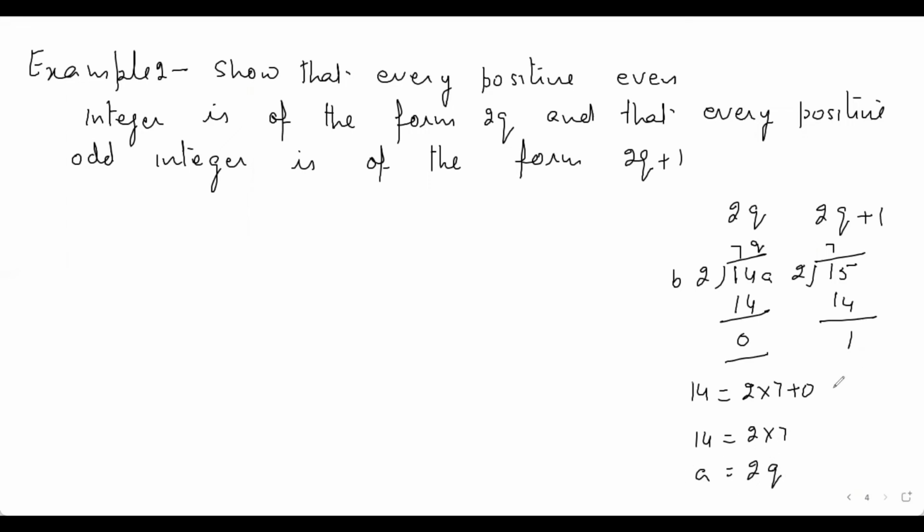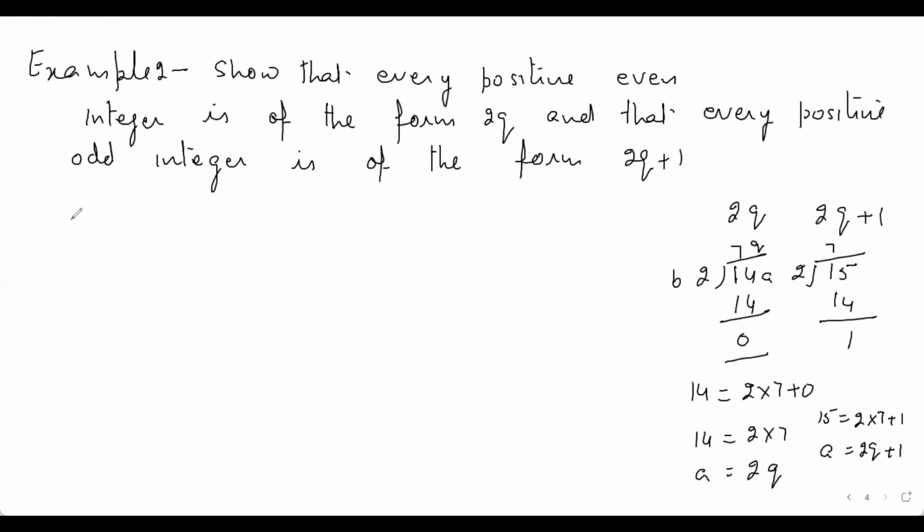Let me write this odd number. So 15 is an odd number. This is equal to 2 into 7 plus 1. So this is A, and 2Q plus 1. So if a number is written in the form of 2Q plus 1, this is an odd number. So this is the question. I'll explain here how you are going to write it in the exam.